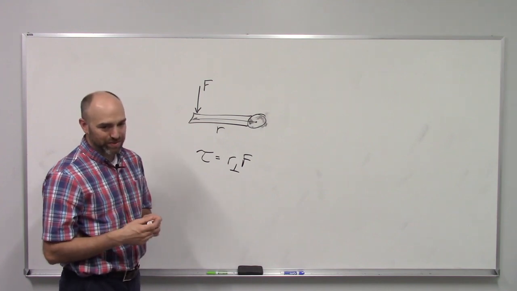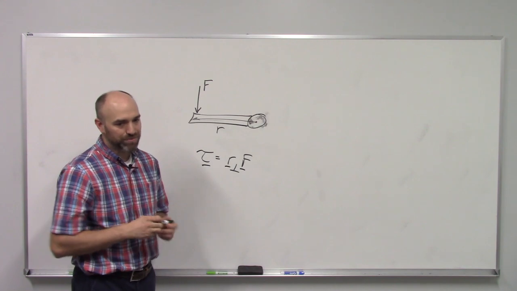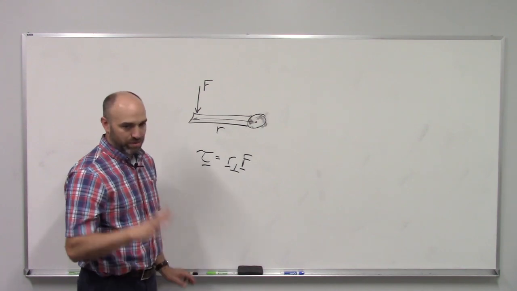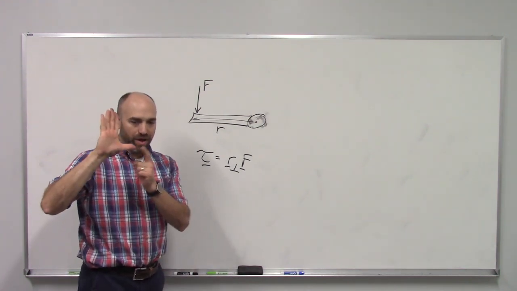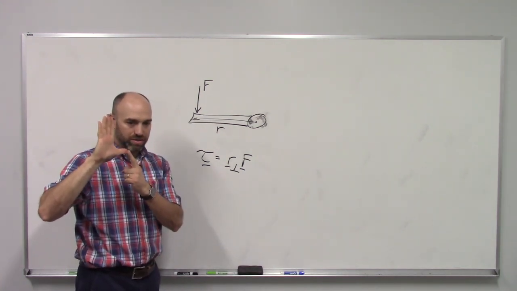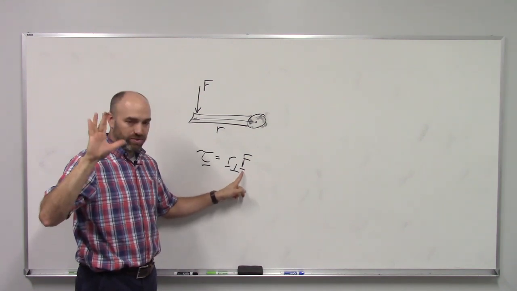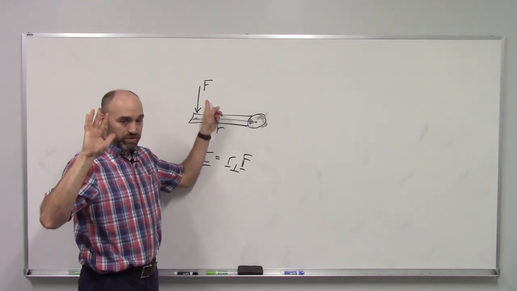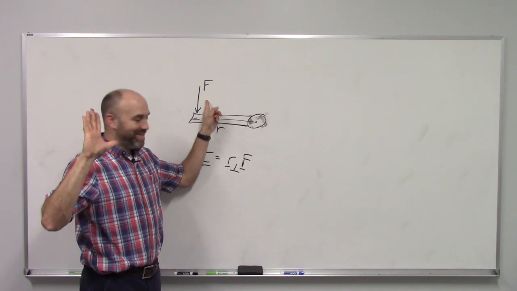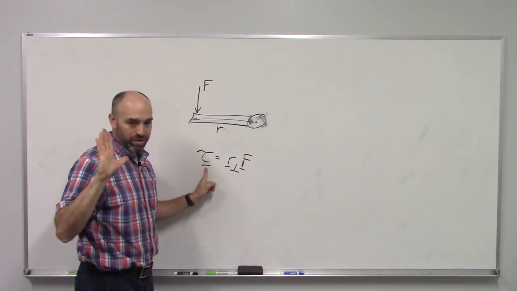Now the direction is important. So these are all three vectors. And here comes your first right-hand rule. Your thumb is the first thing in this product, the R. Your thumb is R. Your fingers are the force. The answer comes out of your palm and it's the torque.